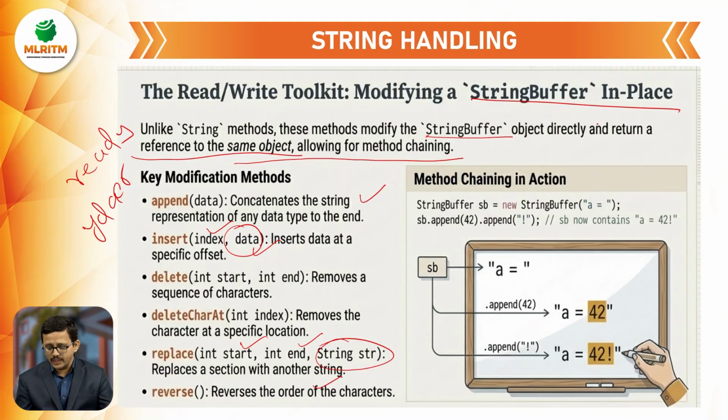If you see the example here, StringBuffer sb is equal to new StringBuffer, and a is equal to a given value. Then we have appended it with 42 and an exclamation mark. So what is the new value we are having? We are having a is equal to 42 exclamation mark. This is our new content in our string. So here we are not creating different sb objects. We have created only one sb object, created using new, and we are changing the contents twice. So this is how StringBuffer actually works.